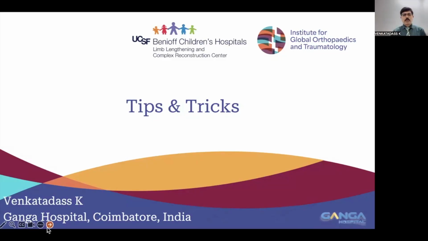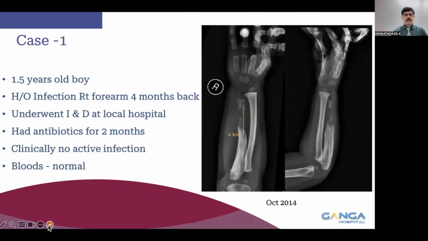Hello, everybody. I'm going to talk about tips and tricks for treating the sequelae of osteomyelitis with some case examples. I will start off with this 1.5-year-old boy who had an infection in the forearm, osteomyelitis of the ulna to be specific, about 4 months back. He underwent drainage and decompression at another facility and was treated with antibiotics for 2 months. Right now, he's clinically cold. There are no signs of active infection.